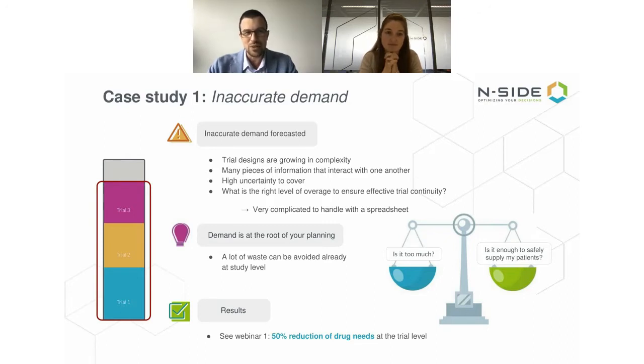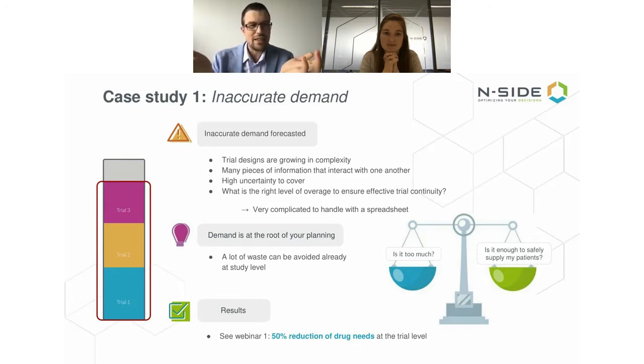So we looked back at old studies, realized that in their case, 60 to 75% of all IMP packaged never made it in the hands of patients. And why is that? Obviously we have these inaccurate data forecasts. What came up: trials are complex. We need overage to be able to account for that. There's many pieces of information that need to fit together, different people having different pieces of information, and it being very hard to merge all of that together. Uncertainty obviously came up there.